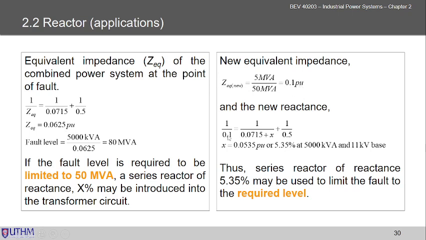So 1 over 0.1 here is equal to 1 over the transformer, plus, because it is in series, the series reactance X, and this is for the generator. We can obtain X. X is 0.0535 or 5.35% at 5 MVA and 11 kV base. So that's why the series reactance selection is 5.35%.